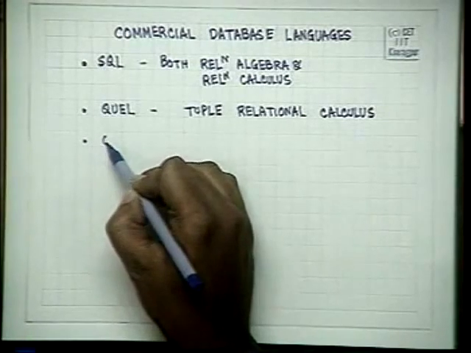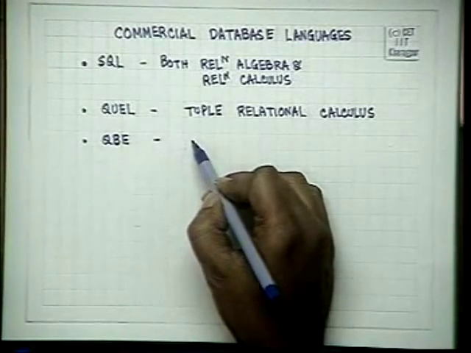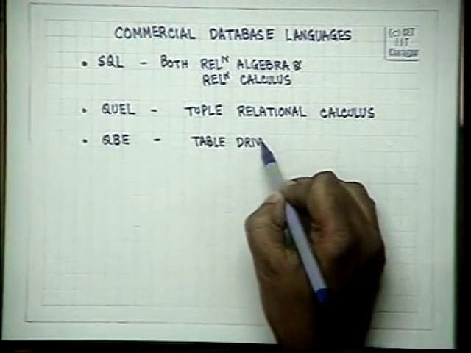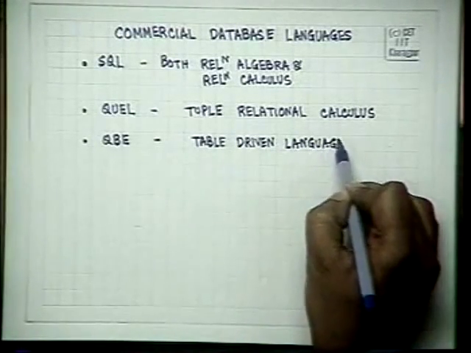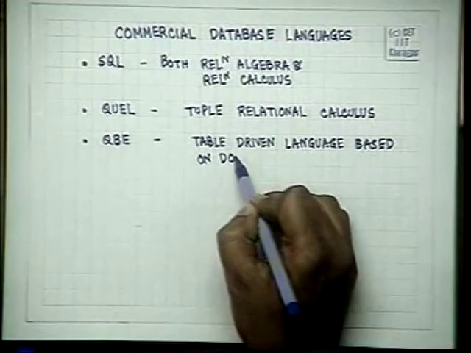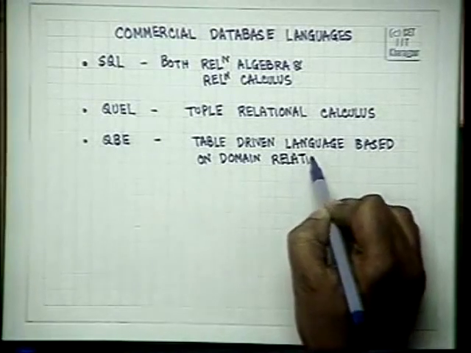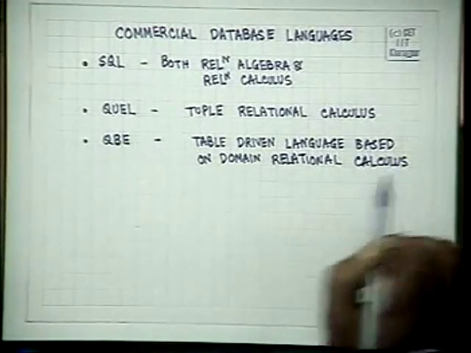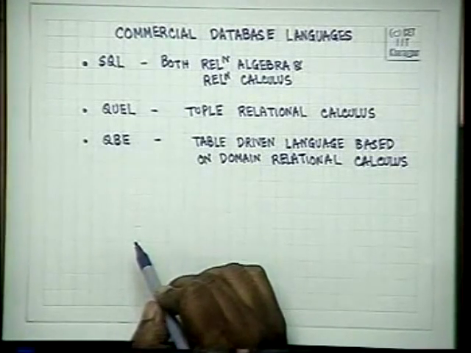we have got QBE or query by example, which is an interesting table driven language based on domain relational calculus, etc. There are a number of such languages. Some of them are based on pure relational algebra also.